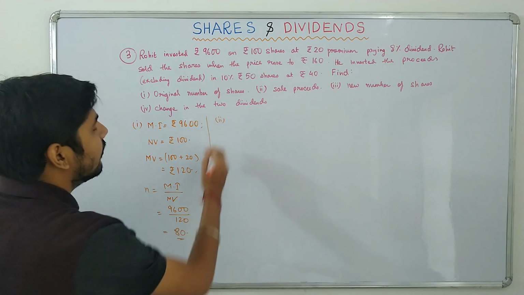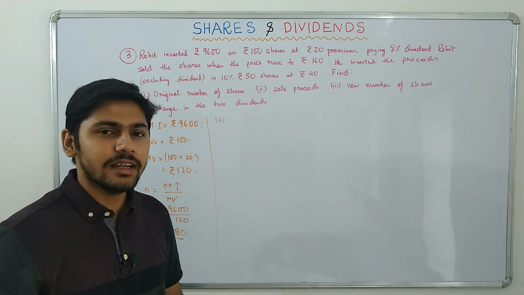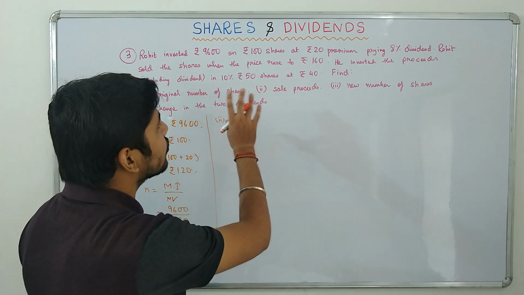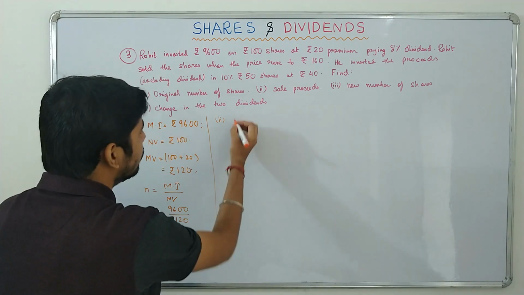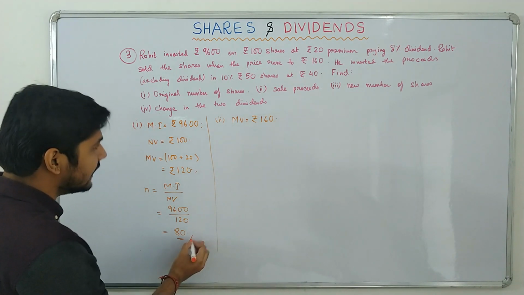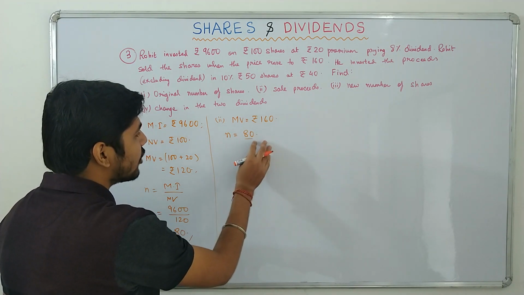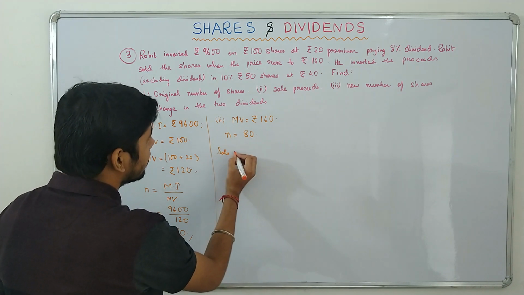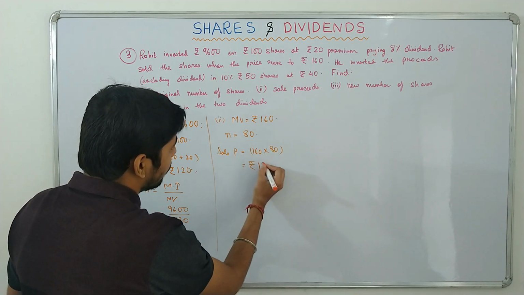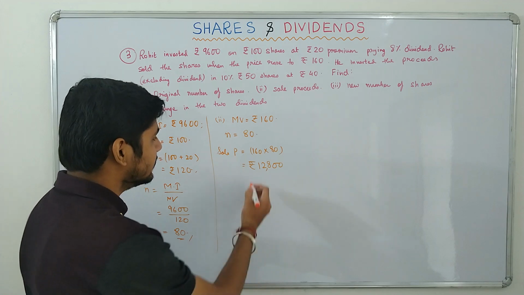Number 2, we have to calculate the sale proceeds. Sale proceeds means the amount that Rohit earns after he sells the shares that he holds. So in the question, Rohit sold the shares when the price rose to rupees 160. So now the market value has risen to rupees 160. We calculated the number of shares, N is equal to 80. So he sold 80 shares at rupees 160. So the total sale proceeds will be equal to 160 into 80, which is equal to rupees 12,800. This is your second answer.